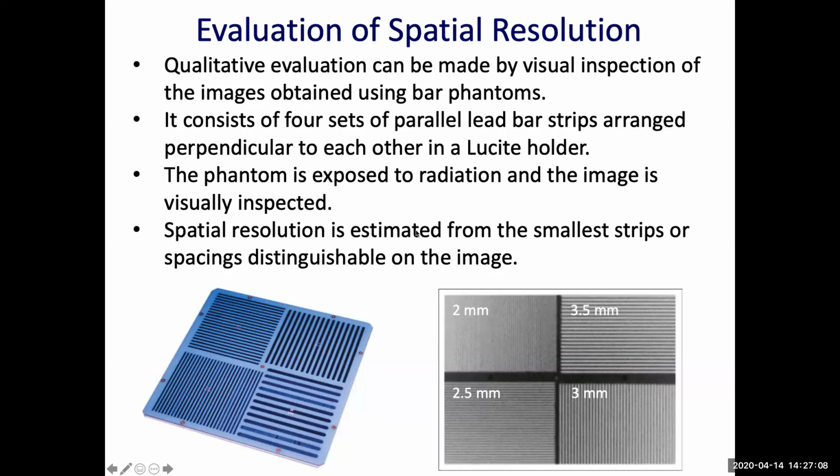Okay, spatial resolution is estimated from the smallest strip that is distinguishable on the image. There's another way to do it quantitatively, by taking a line source and calculating the full width at half maximum of the gamma camera. So you get the spatial resolution of the camera quantitatively in a different way, but it is out of our scope now.